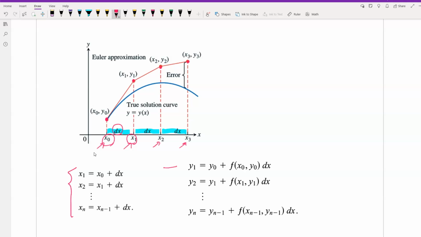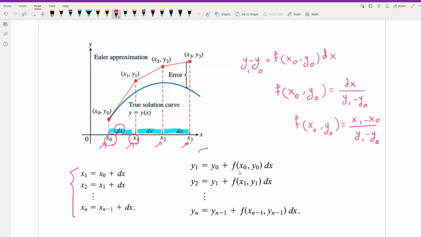And based on these, for y1, y2, up to yn: y1 is equal to y0 plus f of x0, y0 times dx. For y2, we have exactly the same thing, but changing from y0 to y1 and from x0 to x1. And for yn, that is equal to yn minus 1 plus f of xn minus 1, yn minus 1, times dx.